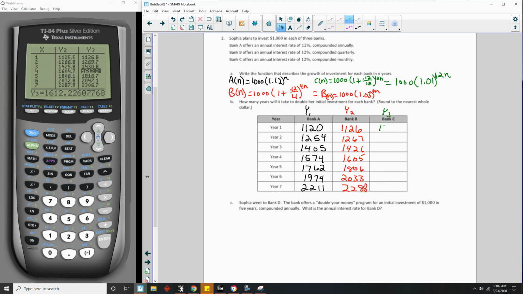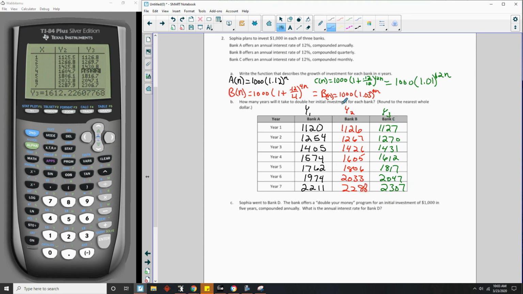1126.8 is 1127. 1269.7 is 1270. 1430.8 is 1431. Year 4, 1612. Year 5 is 1817. Year 6 is 2047. And year 7 is 2307.